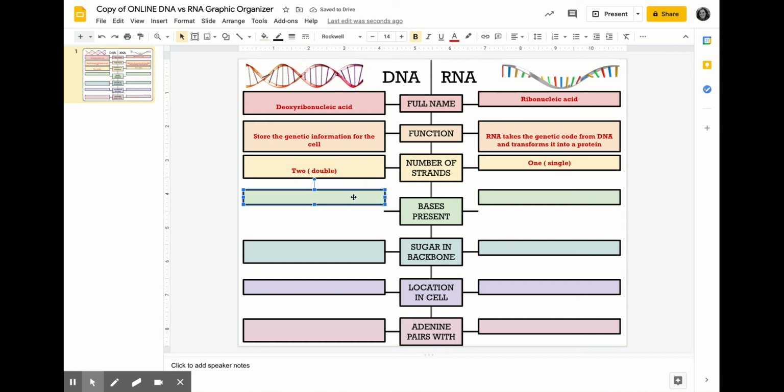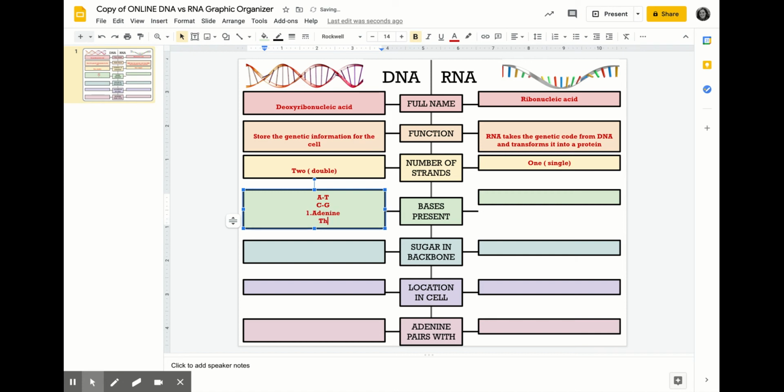The bases present in DNA, always remember apple in the tree, chips in the guac, but the four types of bases are adenine, thymine, cytosine, and guanine, also known as A, T, C, and G.